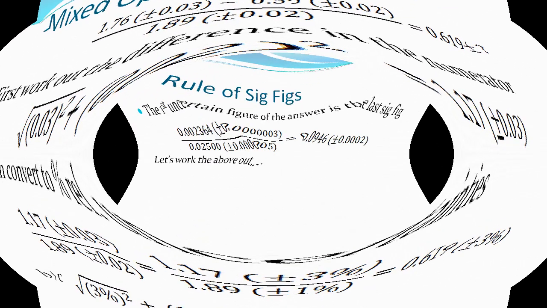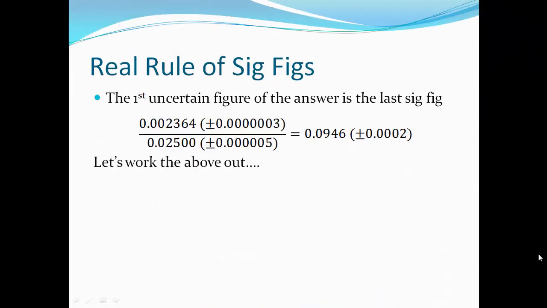Let's move on. Now it's time to learn the real rule of significant figures. Your book explains it as: the first uncertain figure of the answer is the last significant figure. That's sort of confusing to me, so I'm going to just work out the problem with you and then explain it to you how I see it. Let's say you have this problem. It's 0.002364 plus or minus that error, divided by 0.02500 plus or minus that error.